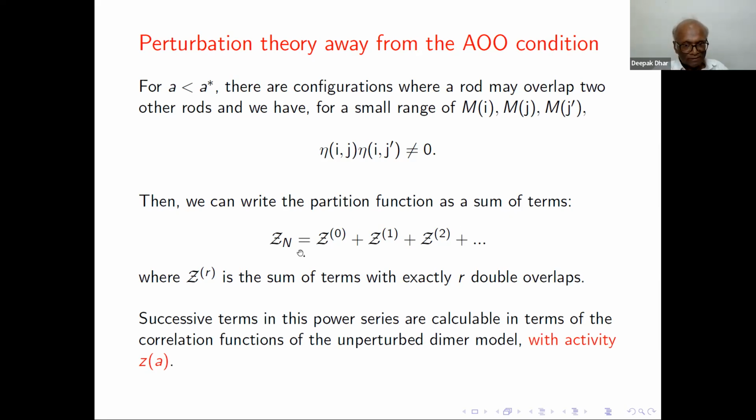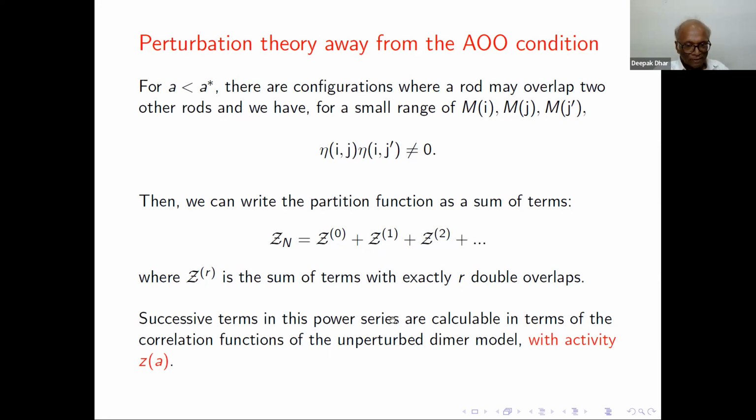But you can write the partition function as the sum of terms. This is the sum where no double overlaps occur. This is the sum where one double overlap occurs. This is the place where two overlaps occur, and so on. And look at the structure of this series. So successive terms in this power series are calculable in terms of correlation functions of the unperturbed dimer problem, activity Z.